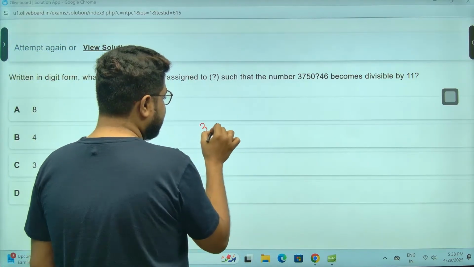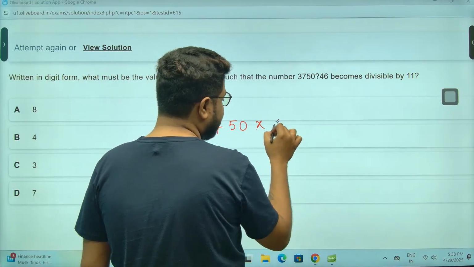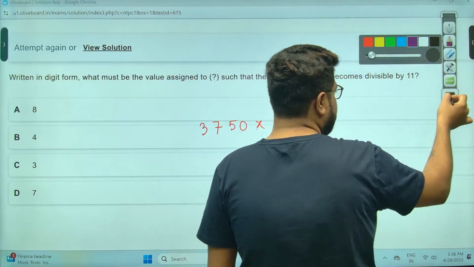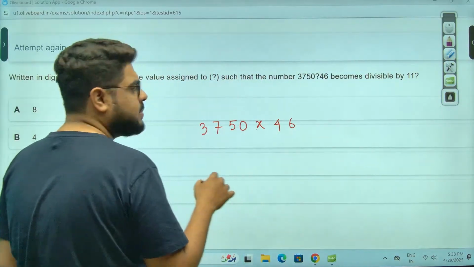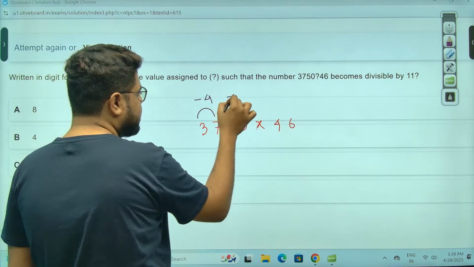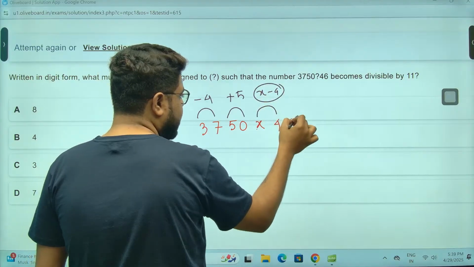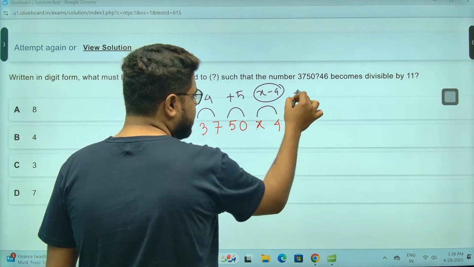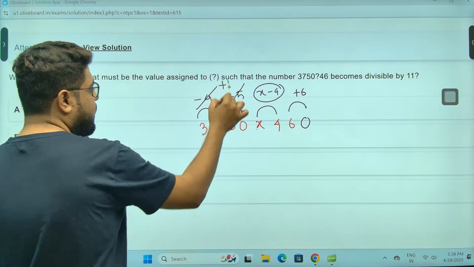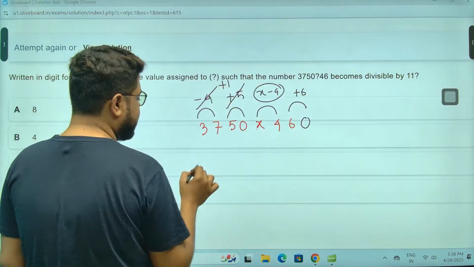I'm just writing 3750 dash, looking x 46. Acha, the shortest way. In my paid batches, I've shown you how to calculate. Take the consecutive difference and minus 4. So this is plus 5. We don't know this x minus 4. And this is nothing there, means 0. Take 0, sir, plus 6. Right, sir? This is, sir, plus 1. Sir, x minus 4. So that means 6 plus 1, 7.